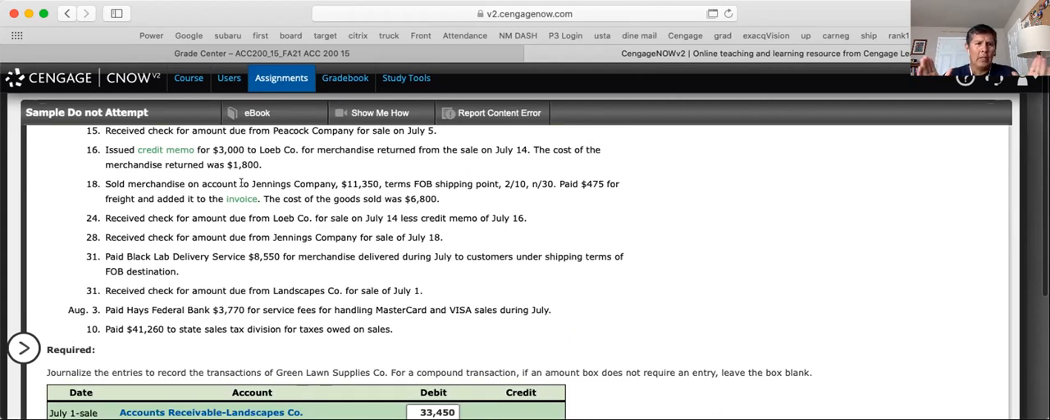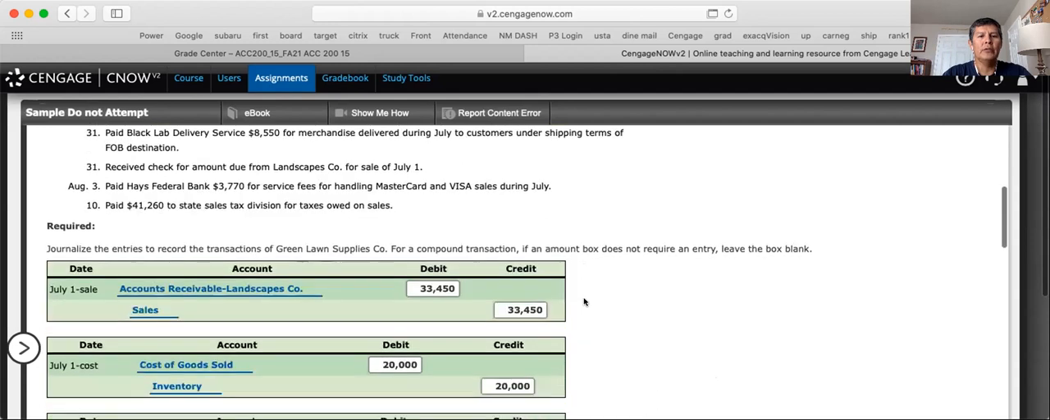So they returned some stuff, whatever the reason. It might have been damaged. Actually, if it was damaged, we'd put something else. But they just returned it for some reason. Maybe they didn't need it. Okay, so they returned it for $3,000.